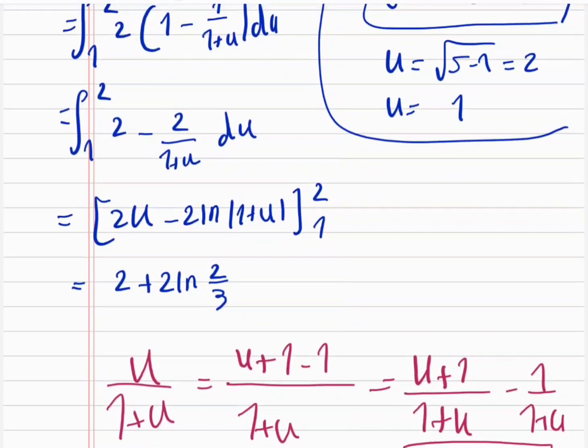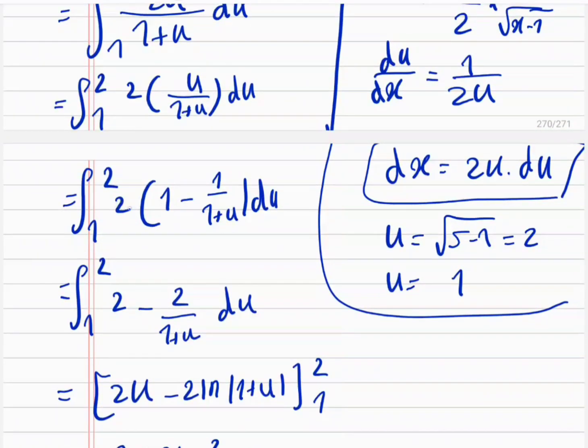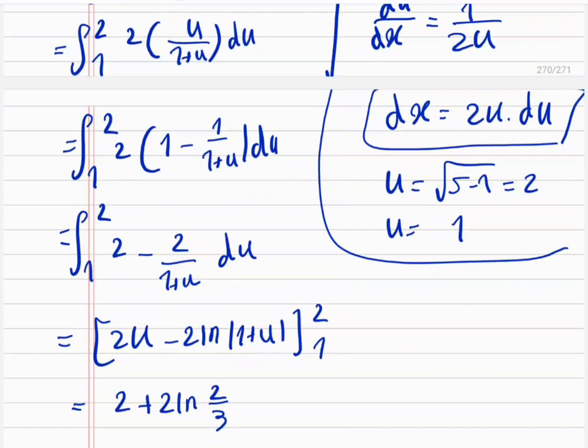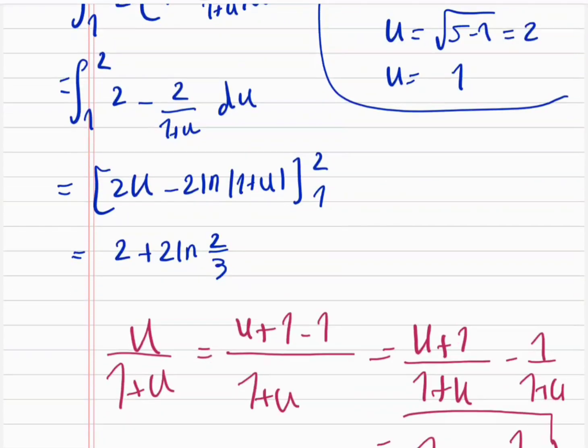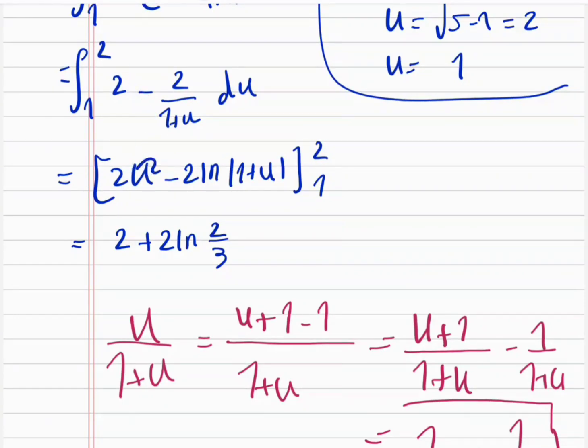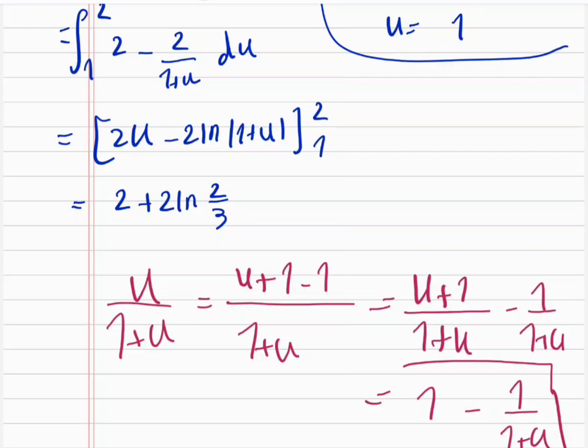So that's why inside of the bracket we can now have 1 minus 1 over 1 plus u, and now we can expand the bracket, so we get 2 minus 2 over 1 plus u, and finally 2 simply integrates to 2u, and then minus 2 over 1 plus u gives ln, because ln of 1 plus u differentiates to 1 over 1 plus u, and then we have this minus 2 to account for here. And now we just substitute the limits, and we get 2 plus 2 ln of 2 over 3.